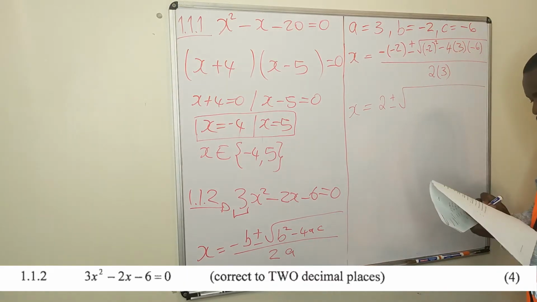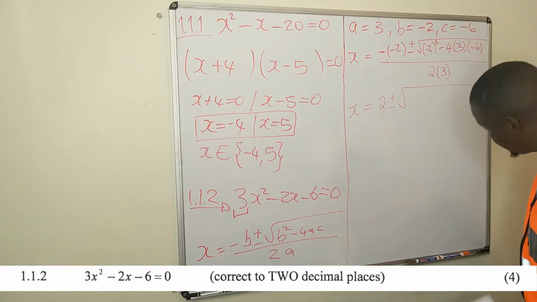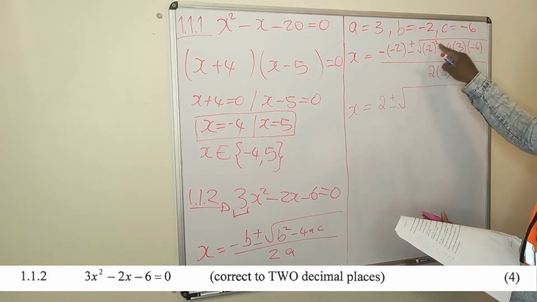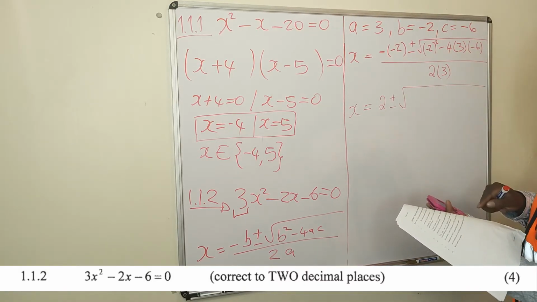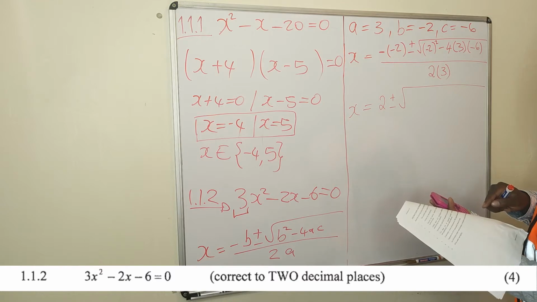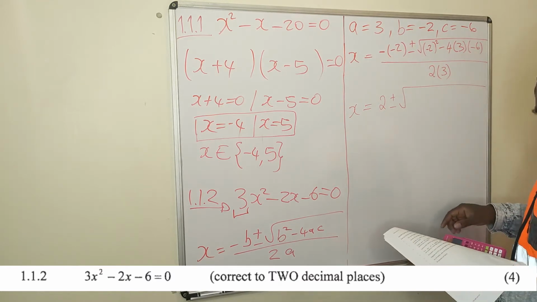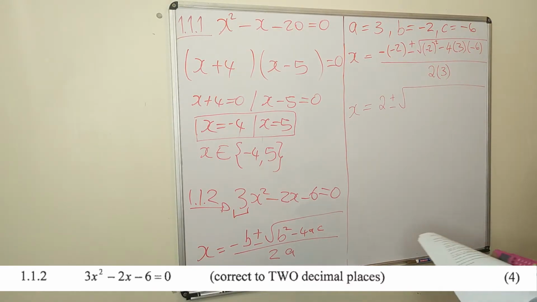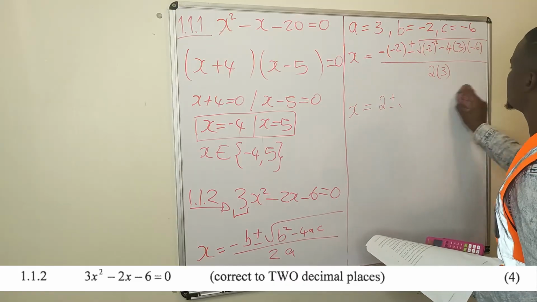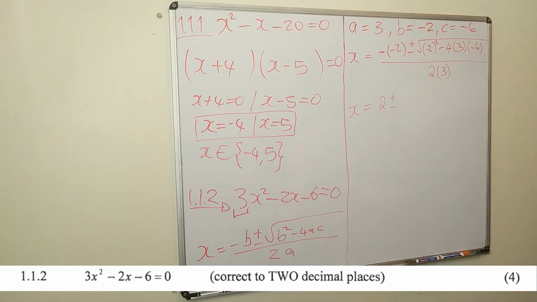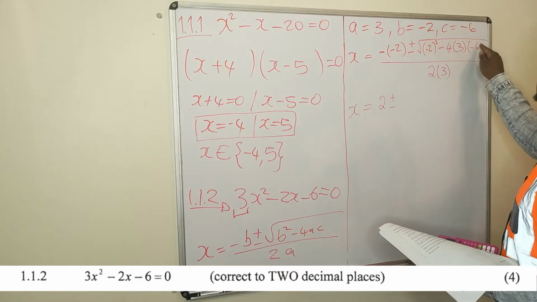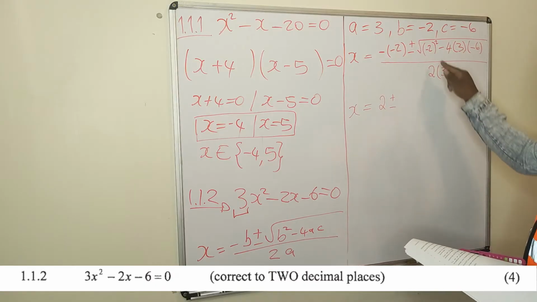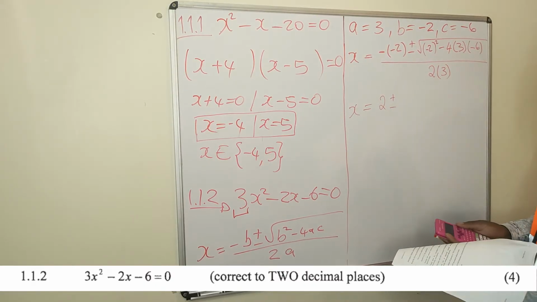Punch this on your calculator. Let's punch it. I'm going to use mine. The part under the square root. Actually, what you can do is punch the entire thing under the square root and include the square root as well. So what I suggest you do is punch all of this, the square root of b squared minus 4ac, and see how the answer will look.